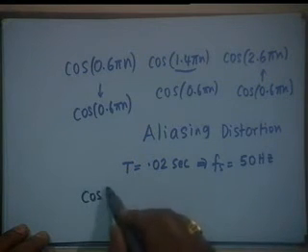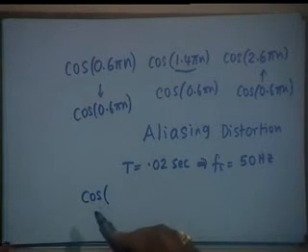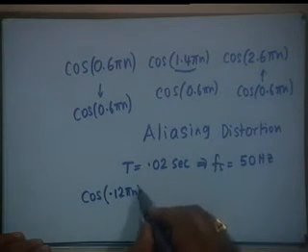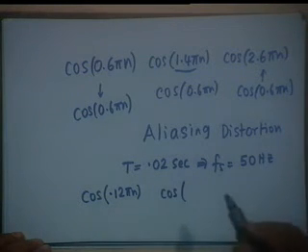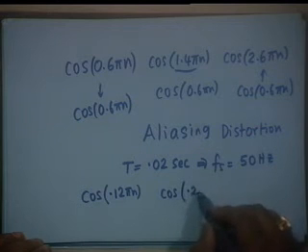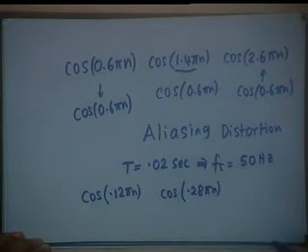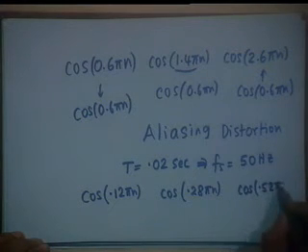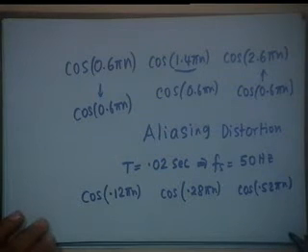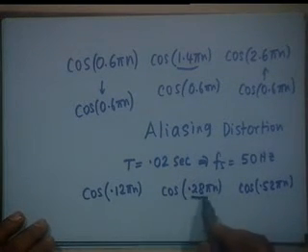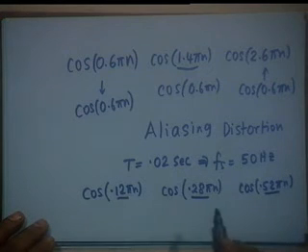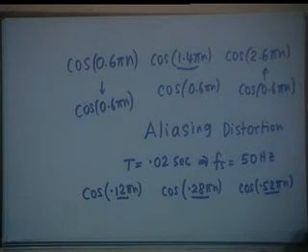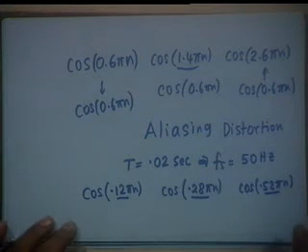Signals would be cosine of 0.12 pi n, cosine of 0.28 pi n, am I right? And cosine of 0.52 pi n. Agreed? And each of these, each omega 0 is less than pi, and these three signals are distinct. They retain their original frequency or the spectrum.